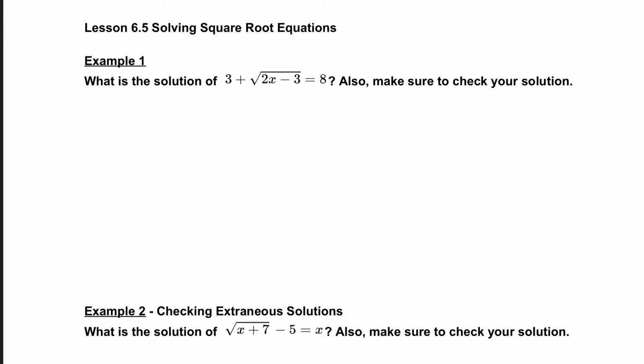We are going to solve this square root equation. So what I'm going to do is write 3 plus the square root of 2x minus 3 equals 8. And I want the square root to be on one side of the equal sign, so I'm going to go ahead and have the square root of 2x minus 3 is equal to 5. And you notice 3 minus 3 is 0, 8 minus 3 is 5.